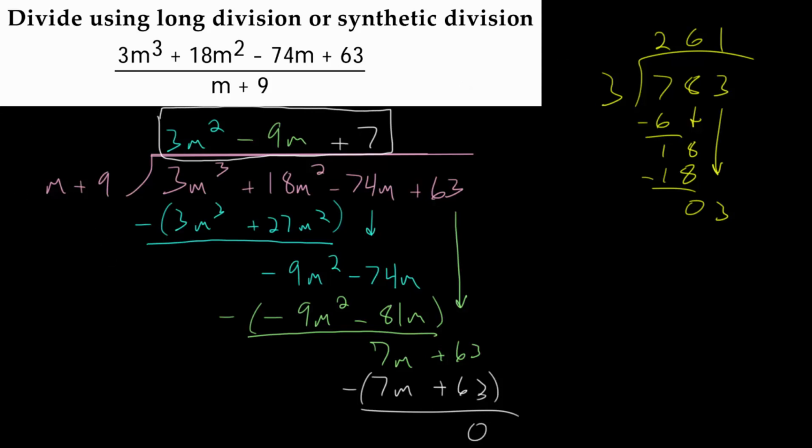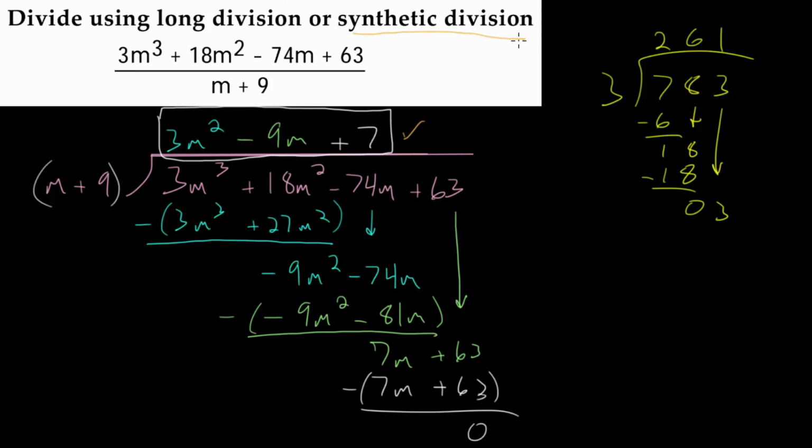Now to check this, and I will leave this as an exercise, you can take your quotient here and multiply it by the number that you divided by. So if we multiply 3m squared minus 9m plus 7 multiplied by m plus 9, we should get back this polynomial in the numerator. And I encourage you to actually check that, since it's very easy to make an arithmetic mistake in this long division. But when you do check this by actually multiplying it out, you will get back this numerator, meaning that you can feel confident that this is the correct answer.